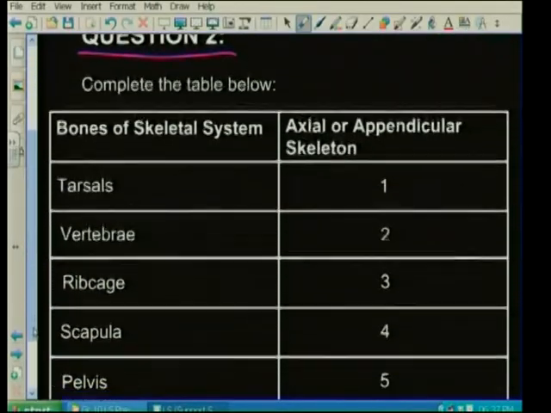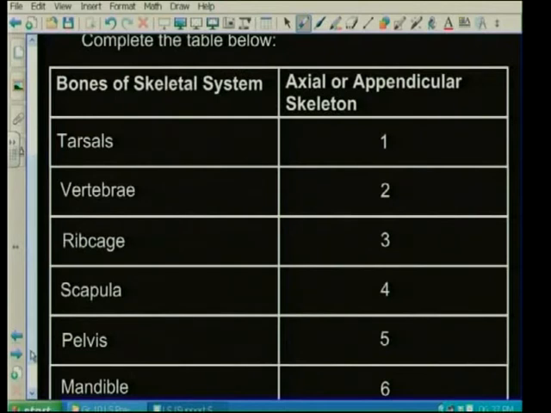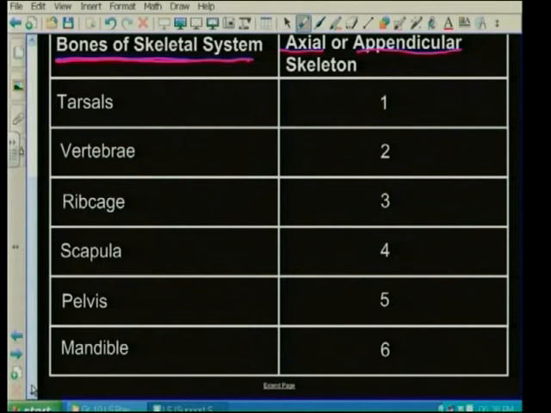Question 2, a table question. It says complete the table below. Very simple table. Instead of saying on the one hand, I'd like to say on the first column. On the first column, they give you the bones of the skeleton, and on the second column, they want you to say whether it is part of the axial or part of the appendicular skeleton. They give you numbers in the different rows, 1 to 6, and they want you to say whether each of these parts belong to the axial or the appendicular skeleton.